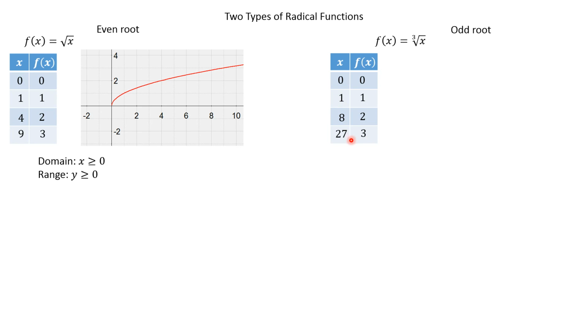And so we have these numbers. But with cube roots, we also have the negatives. Negative 1 would equal negative 1. Negative 8 would be negative 2.